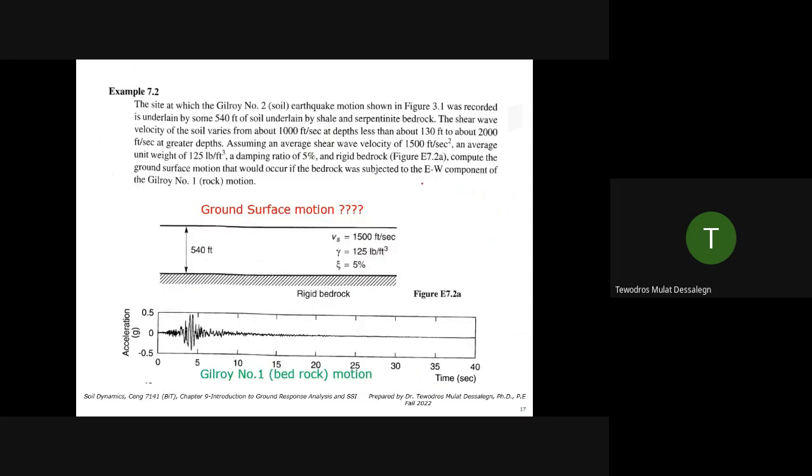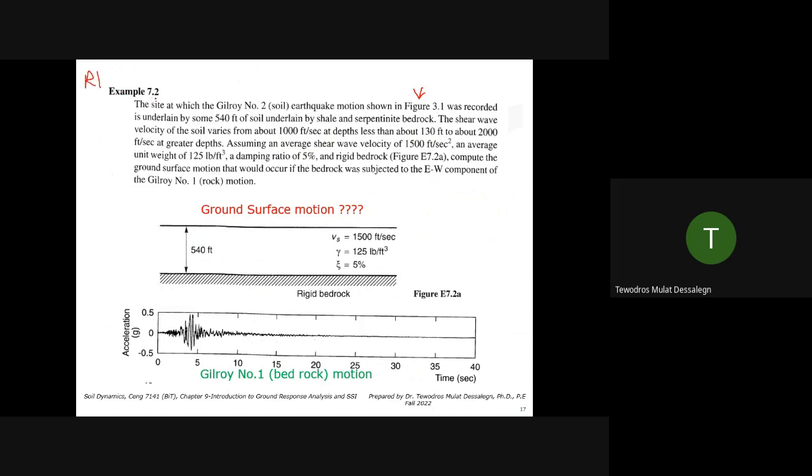Let's see an example. It's an easy example, but it may not be easy by hand because we have this input motion, but there are software tools to do this. But let me show you the concept. The Gilroy number 1 earthquake motion is shown in figure 3.1, I already put that figure. This is from reference 1, the Kramer book.